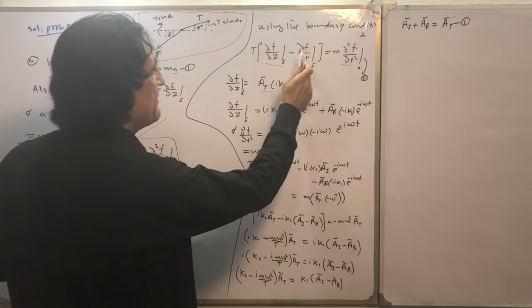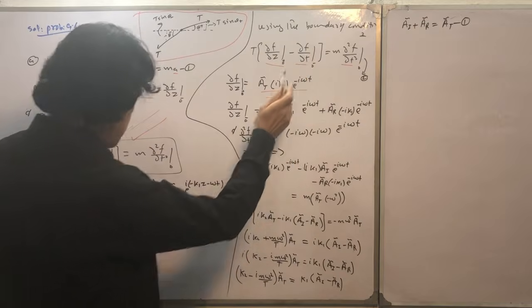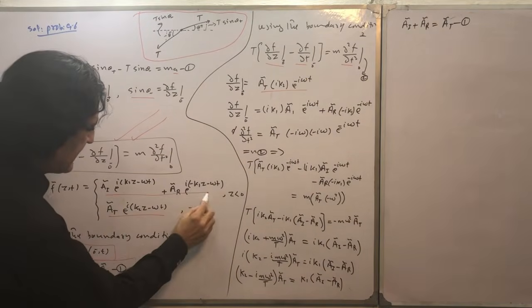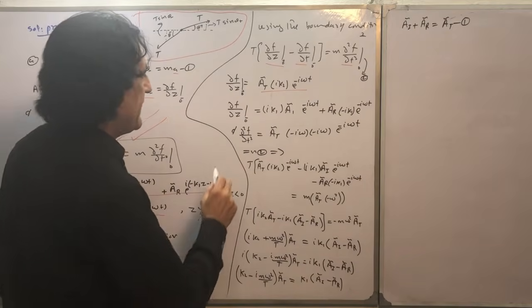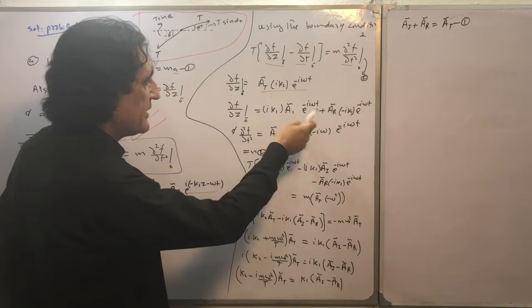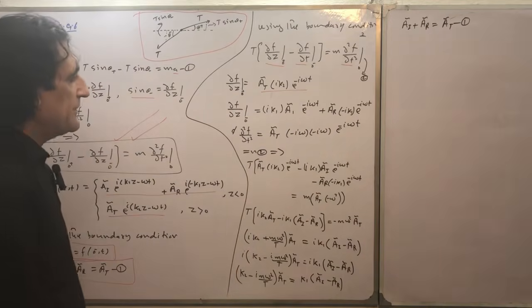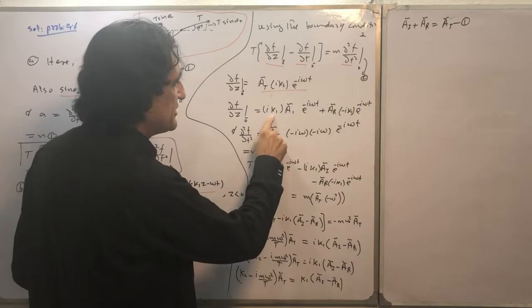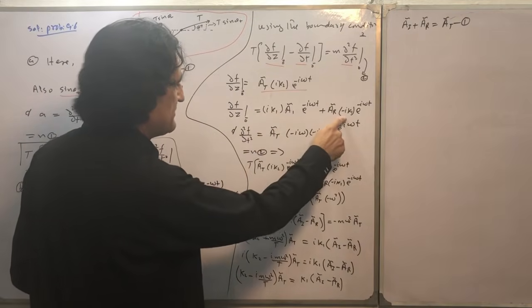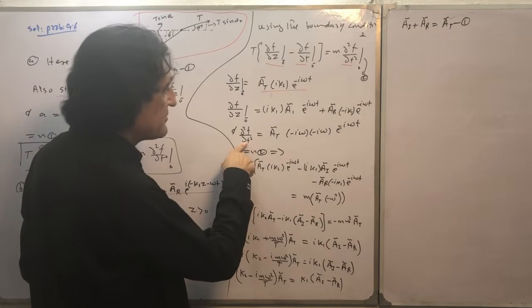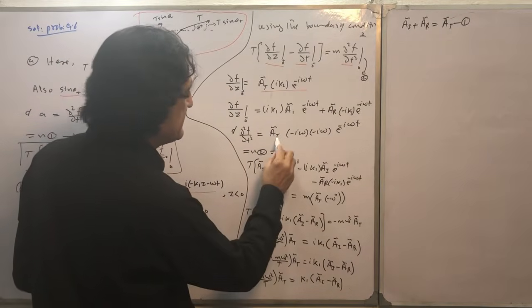And partial f divided by partial z at 0 minus. So at 0 minus, we have the incident and the reflected part. And we must differentiate this, and finally put in the value of z. So after differentiation, we have this term, and partial square f divided by partial t square, we have this term.